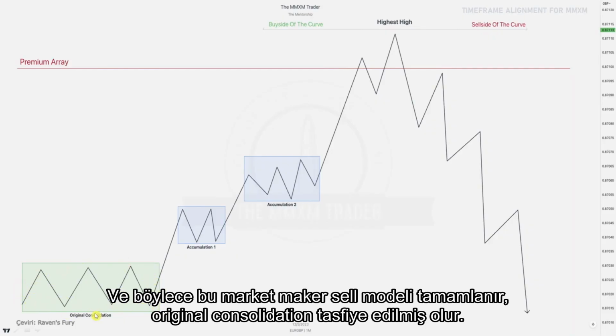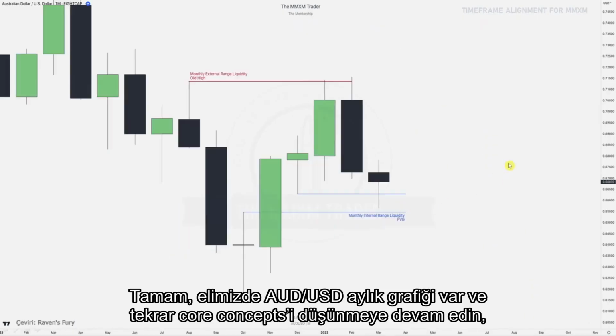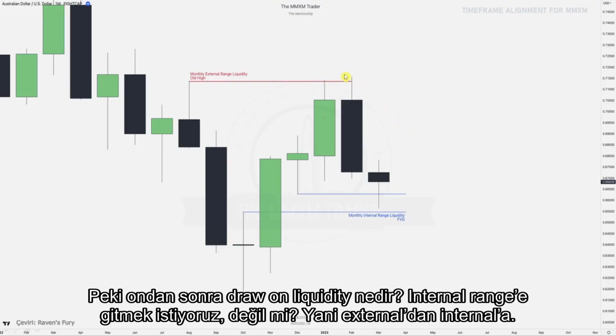and then completing this market maker sell model, liquidating this original consolidation. All right, so we've got an Australian US dollar monthly chart, and again, keep thinking about the core concepts, right? External to internal range with order pairing. So we've hit that external range liquidity. So what is the drawn liquidity afterwards? We want to go to an internal range, right?